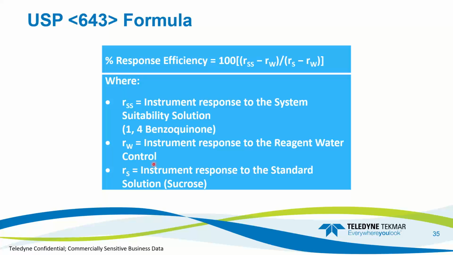So back to what I was talking about, response efficiencies. How do we get that, or what is this really telling us for our measurement here? Well, we have to measure a couple of different things, and this is part of USP 643. We have to look at the instrument response, RSS, which is instrument response to system suitability. That's what we are looking at here for 1,4-benzoquinone. RW.